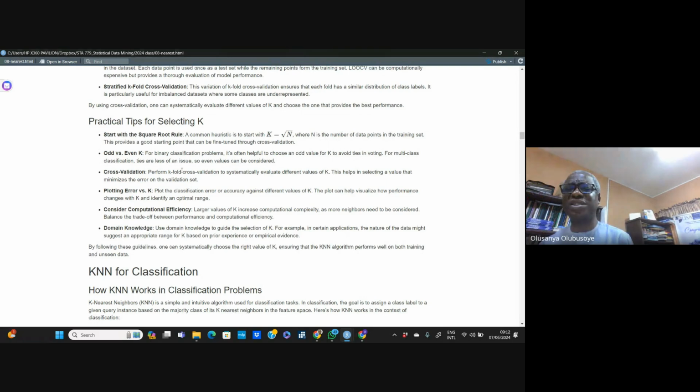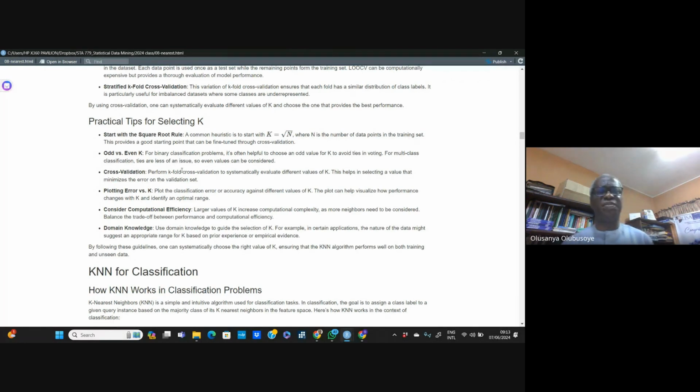But if you are dealing with multi-class classification, where you have to classify into 3 or more groups, whether the exchange rate will depreciate, will remain the same, or appreciate, that's 3 levels, then you can choose K to be even. So you can consider an even value.